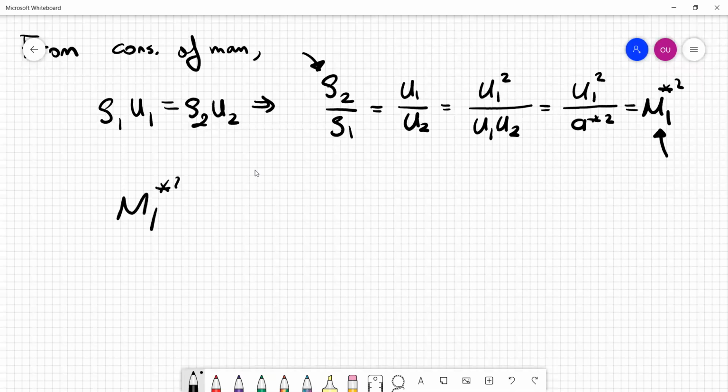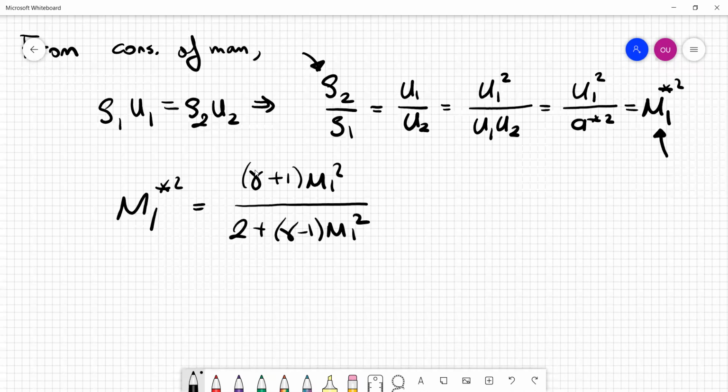We have already written this equation a few times now. So M1 star square is a function of M1 square: gamma plus 1, M1 square, over 2 plus gamma minus 1, M1 square. So that's it. If you're interested in finding the density ratio across the shock wave, this gives you that. The only thing that you need to know is your flight Mach number, which is supersonic. Otherwise, you wouldn't have a shock wave. So you plug your supersonic Mach number into this equation, and it gives you the density ratio. That is quite nice. So in addition to the Mach number M2, now I also know rho 2 after the shock wave.